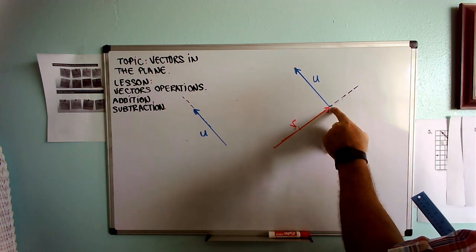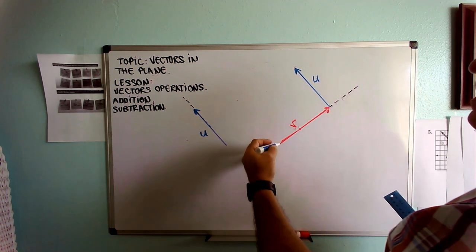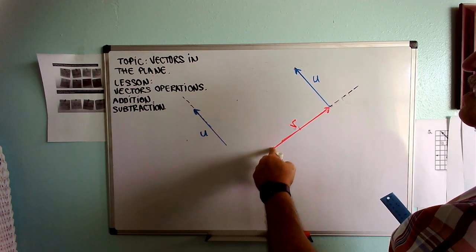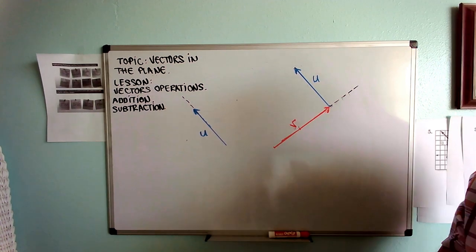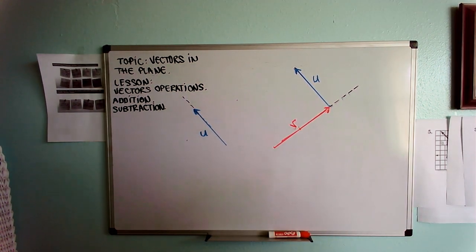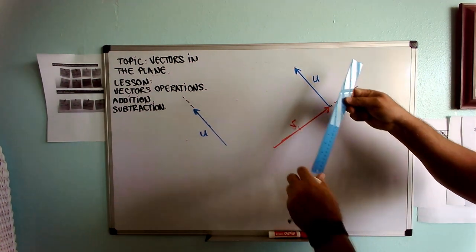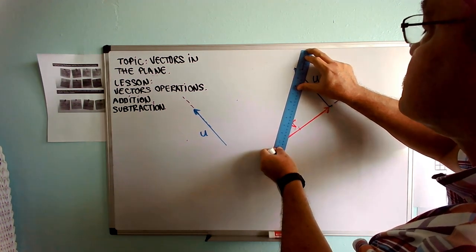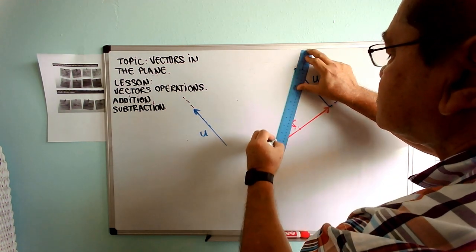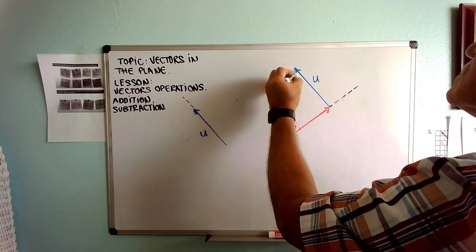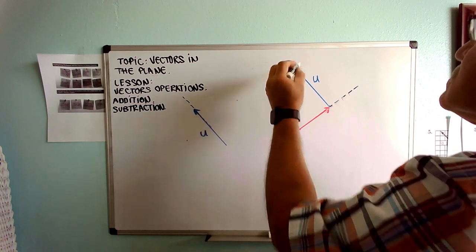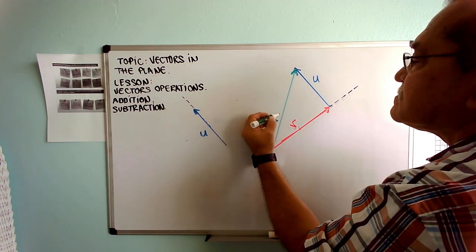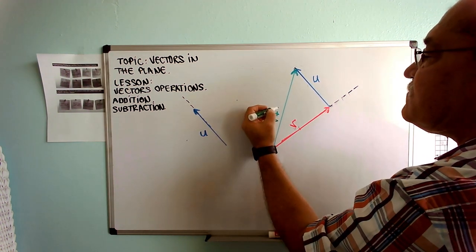Now the head of vector v is connected to the tail of vector u. And now we are going to draw the resultant vector connecting the tail of the vector v with the head of the vector u. And this is the resultant vector. This is the sum of the vector v and vector u.